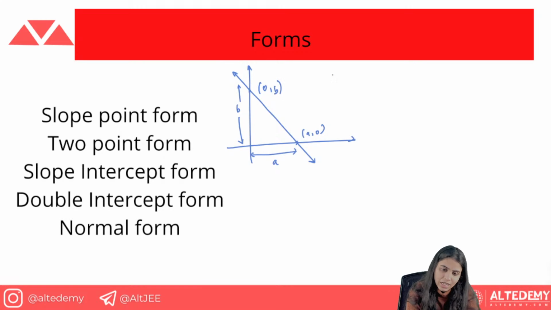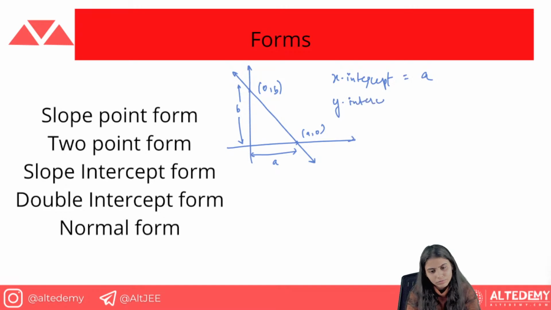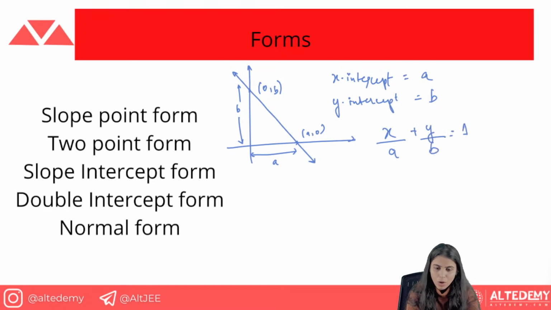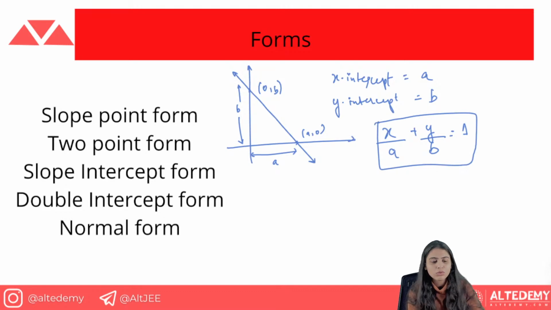That means the x intercept and the y intercept, because as the name suggests, double intercept. So for the x intercept we have a, and for the y intercept we have b. You will write the equation as x upon a plus y upon b equals 1. This is the equation for the double intercept form, when we have the two intercepts, the x intercept and the y intercept.